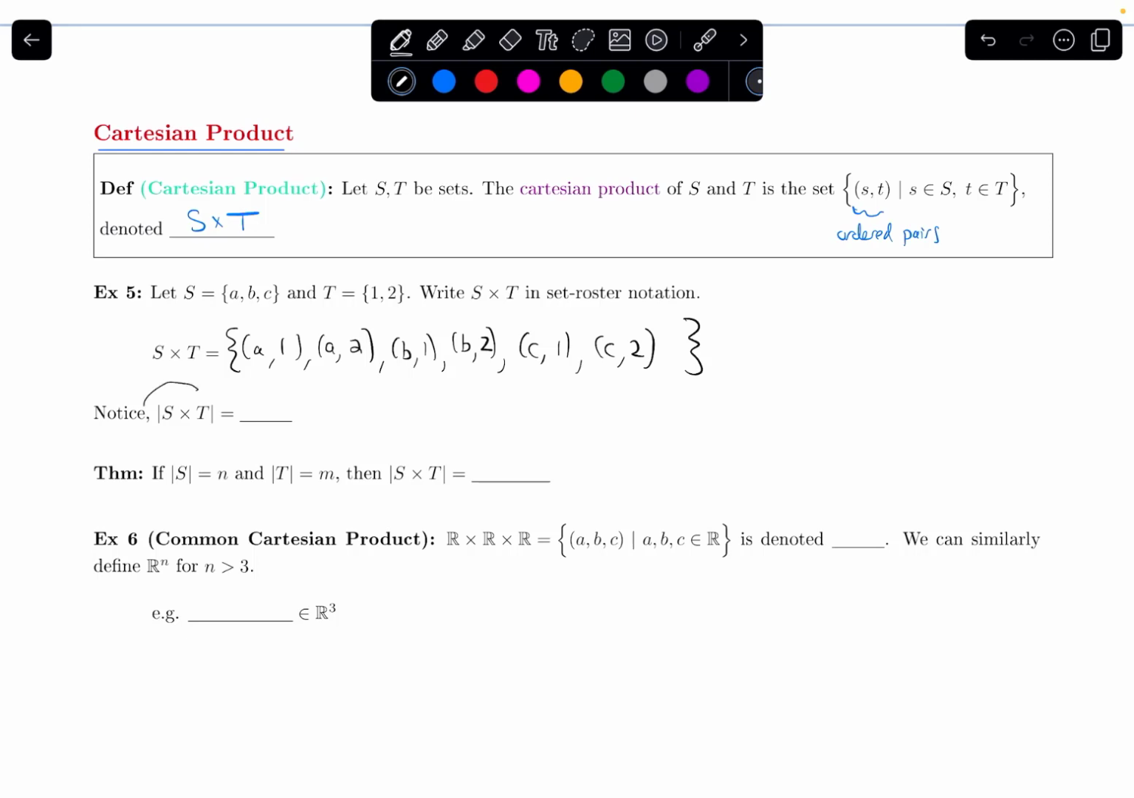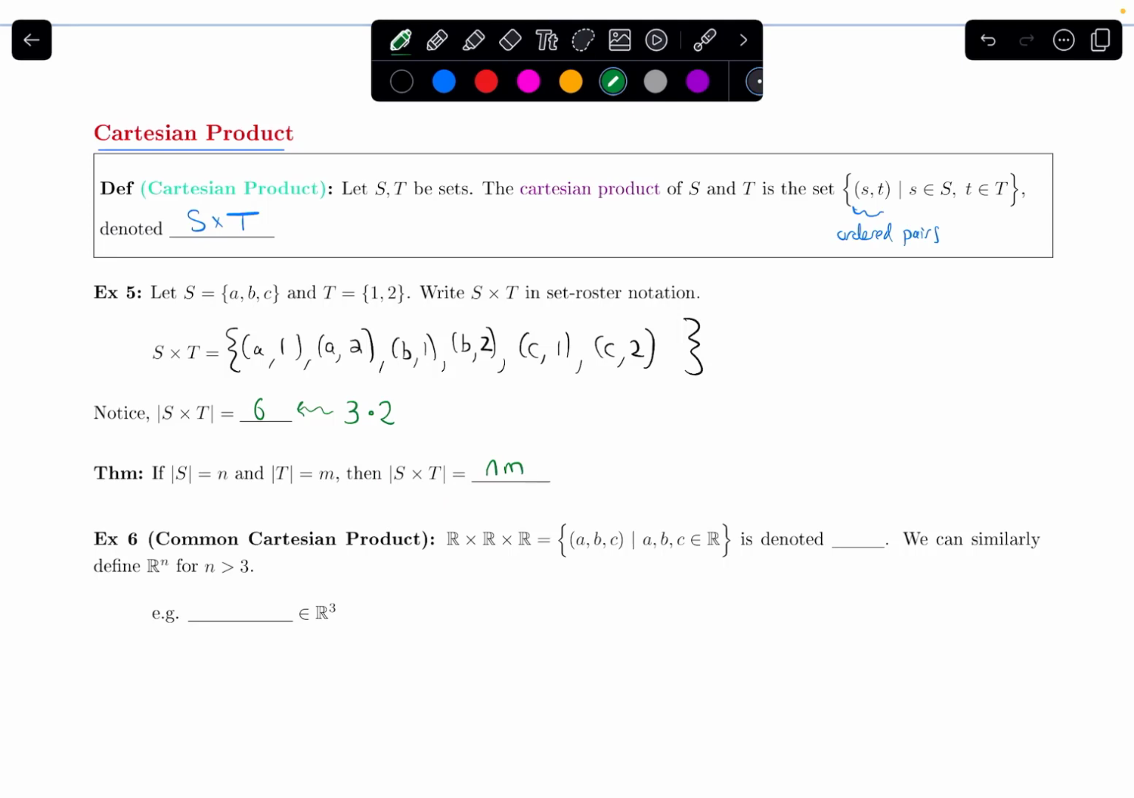So notice that the cardinality of this, the number of elements of my Cartesian product, is the number of ordered pairs that we have here, which is 6. I could systematically count that as, well, for this first element, there were 3 choices, A, B, or C. For the second element, there were 2 choices, either 1 or 2. And I multiply them together to get 6. So more generally, we have the theorem which says if the first set has n elements and the second set has m elements, then the Cartesian product will have n times m elements.